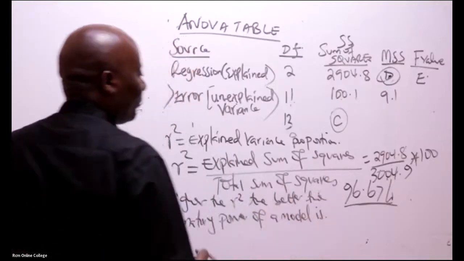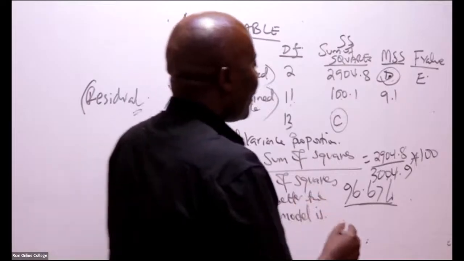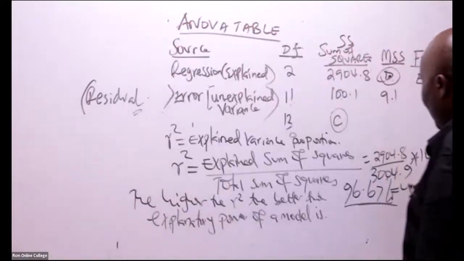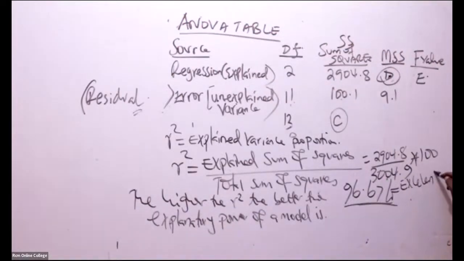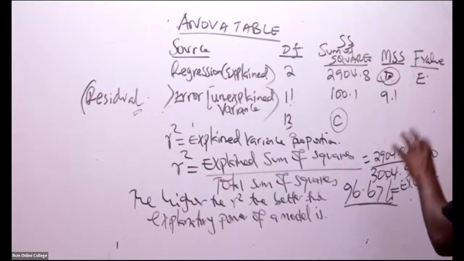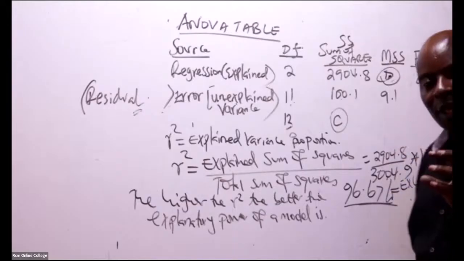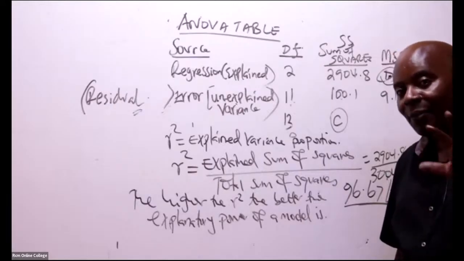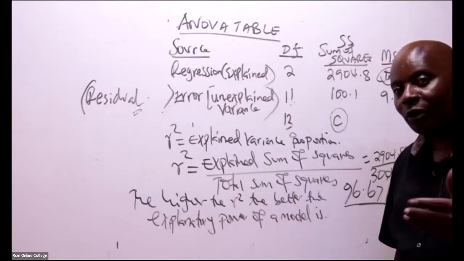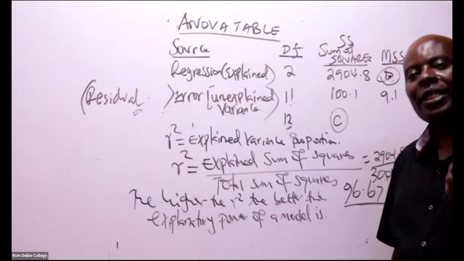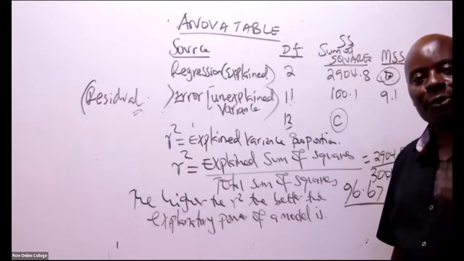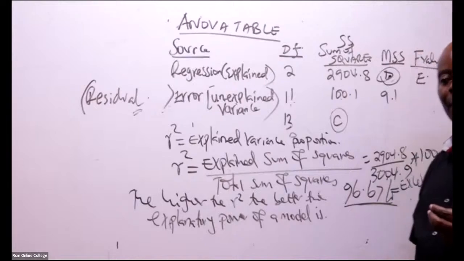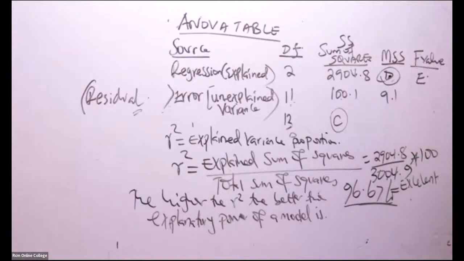Like now, this is very high. This is excellent. Because in terms of variations, our model is able to explain up to 97%. We can only fail to account for 3%. This is really good. This is exceptional. So the higher the R squared, the better the explanatory power of a model is.